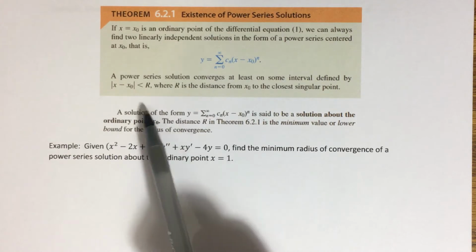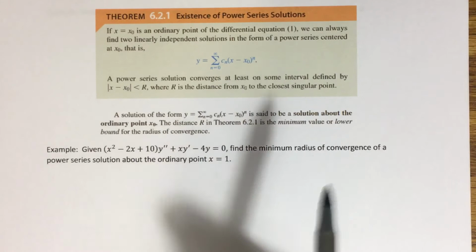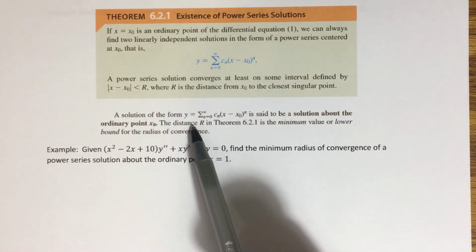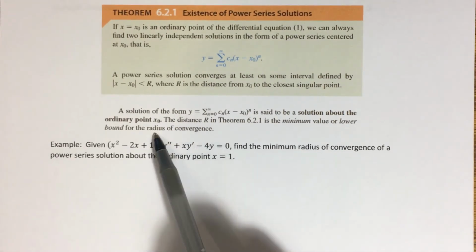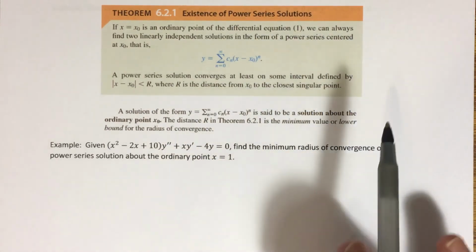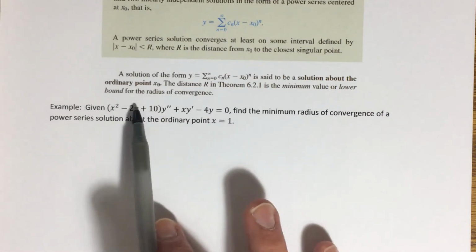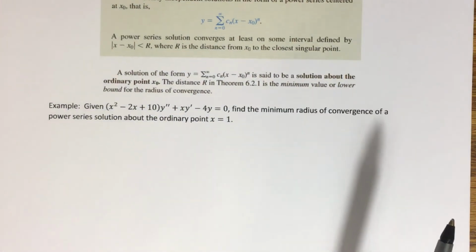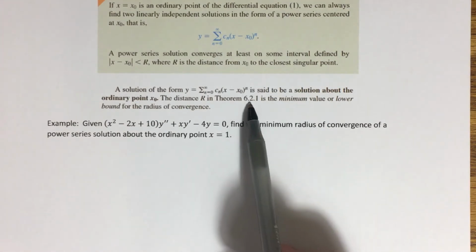All right, then this little blurb right here: a solution of that form, of that power series centered at x naught, is said to be a solution about the ordinary point x naught. And the distance r that's mentioned right here is called the minimum value or lower bound for the radius of convergence. So we're gonna do an example where we're given a DE, second order, homogeneous, linear, polynomial coefficients, all that stuff. We're not going to solve this here. We just want to identify that minimum radius of convergence that's mentioned here, okay?